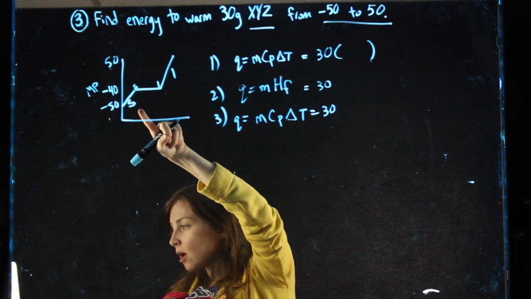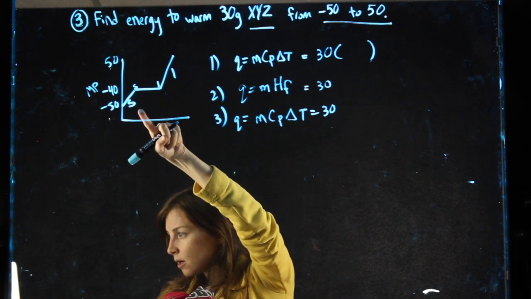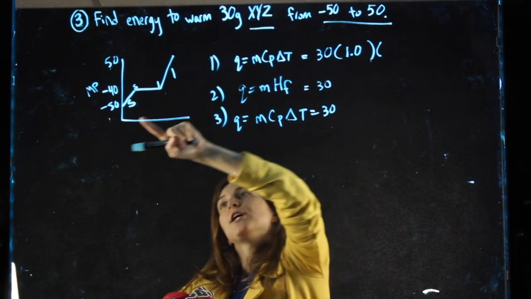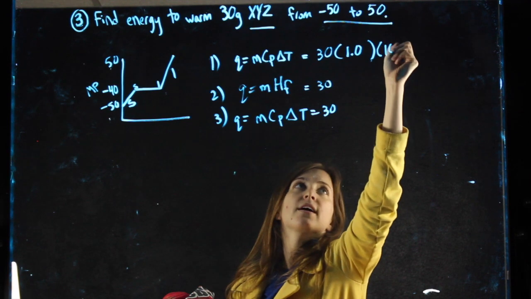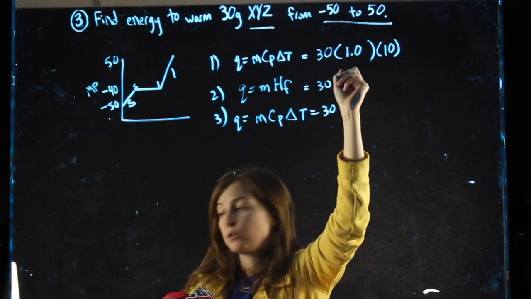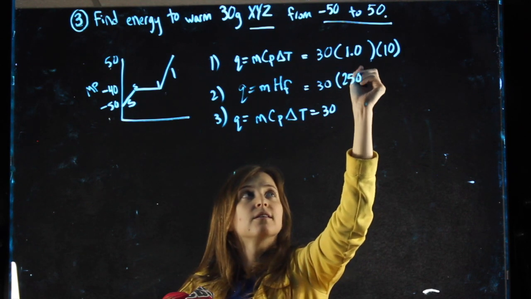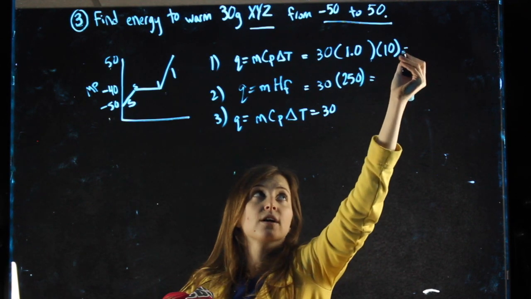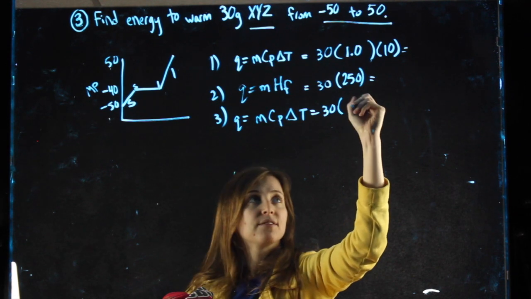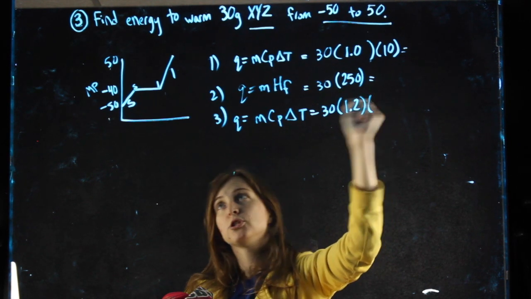Below the melting point, I'm a solid. Going to my review, CP of a solid is 1.0. Change in temp from negative 50 to negative 40, that's a change of 10. The HF, the heat of fusion, is 250. Not using 334 because this isn't water. Then we have a liquid. CP of a liquid for this substance is 1.2.